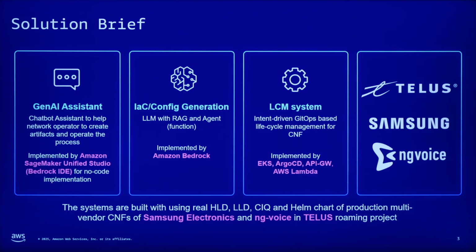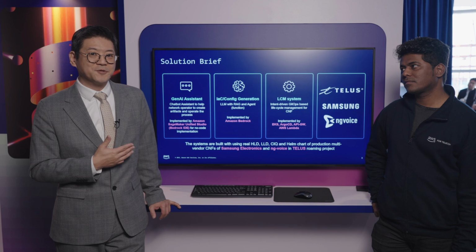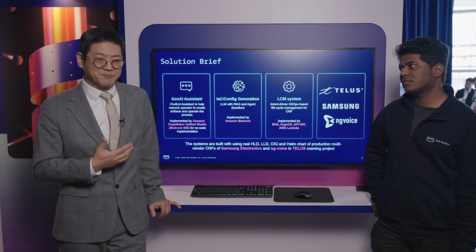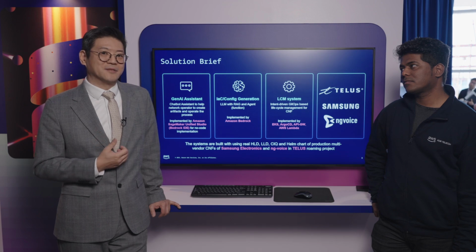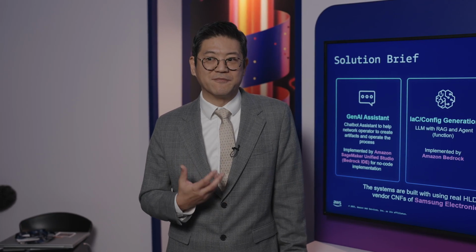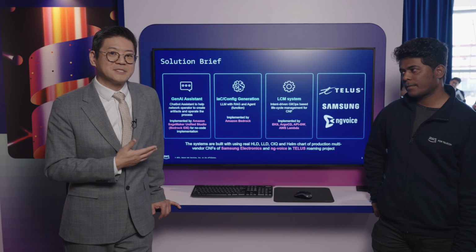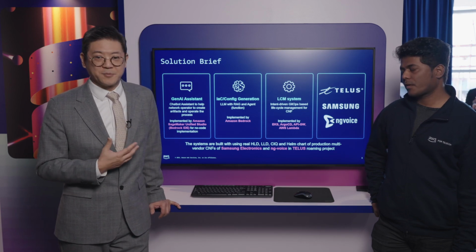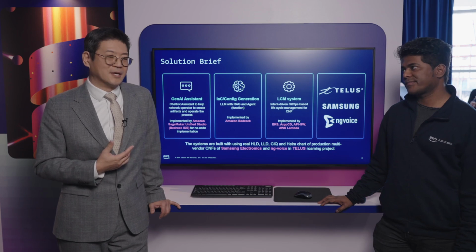To solve this problem, we thought about using GenAI to help the human operator, and we built a three-component system. The first is a chatbot interface using SageMaker Unified Studio. The second is the core of the service, Bedrock, which provides the LLM, the knowledge base, which is RAG, and the agent functions. Using this, we can generate the code for the infrastructure and change the helm values.yaml file using GenAI from the documentation information. And then we built LCM systems using the GitOps pipeline and AWS serverless services like Lambda and API Gateway. Next, Sudhir will show you the high-level architecture of the system and a quick demo.